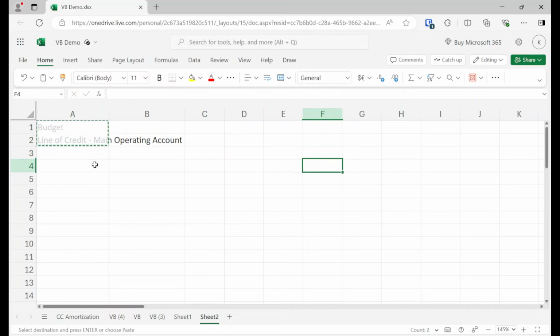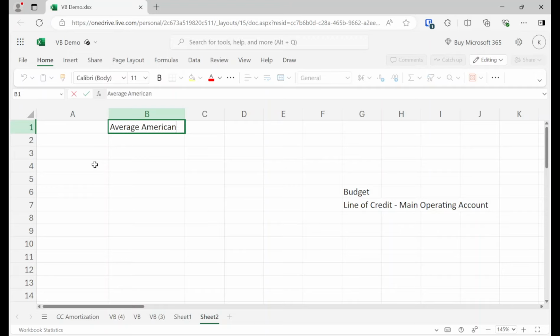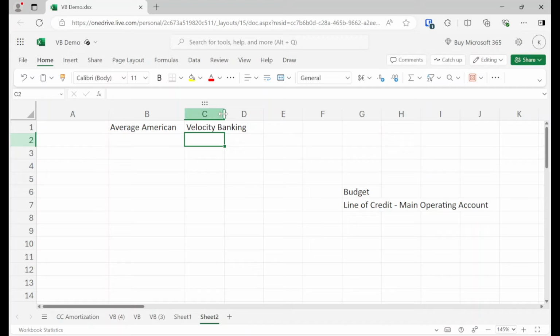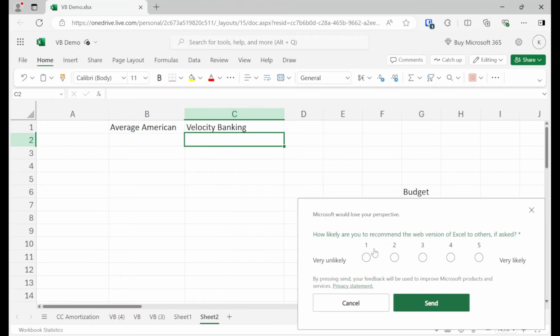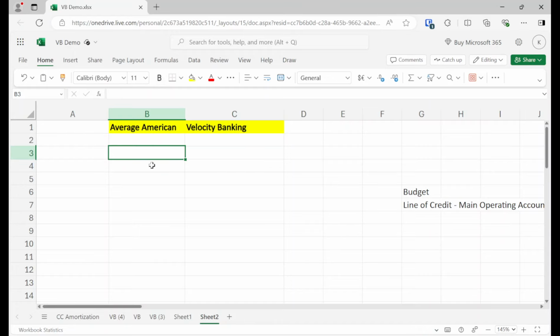Let's go ahead and move this. And I always like to start off with two columns. One of them is the average American, right? And then one is the velocity banking or banker, or whatever term you want to use. I like to say average American, and I know some people are like, "Hey, we're broke here in this country." I'm like, "Why do you want to be proud of that?" But as a term to say, "Hey, we use our checking account as our main operating account," whereas someone who does velocity banking uses their line of credit as their main operating account, right?